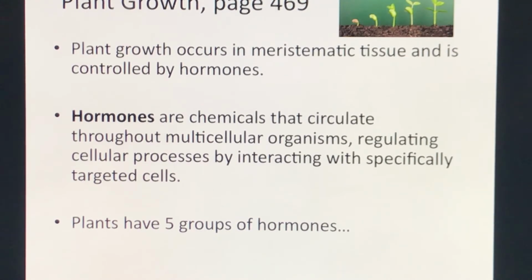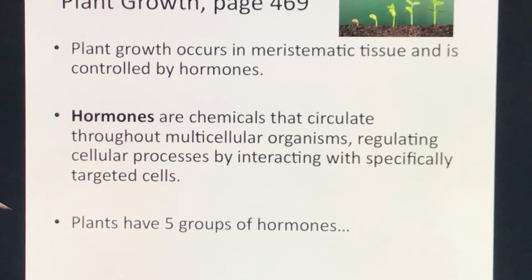All right, let's take a look at plant growth. Plant growth occurs in this tissue called the meristematic tissue, and it's controlled by hormones. Hormones are simply chemicals that circulate throughout any multicellular organism. So mammals have hormones too, but they're not the same as the plant hormones. And they regulate cellular processes by interacting with specifically targeted cells.